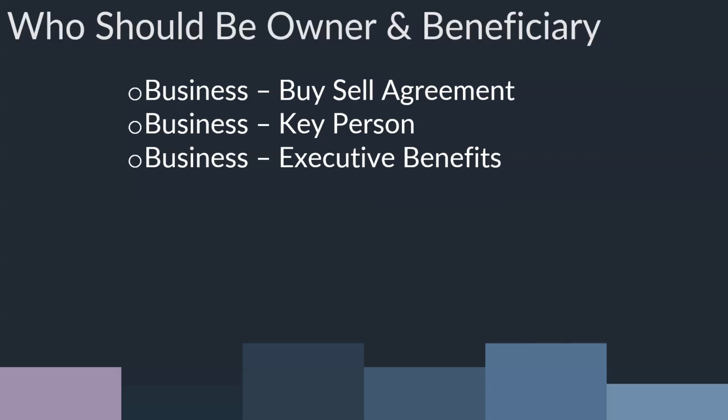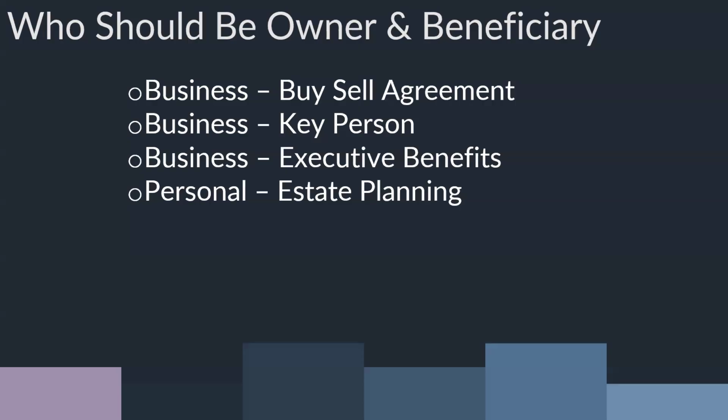If it's an executive benefit, well, now we have to look: is it a split dollar where we may have different owners and payers and beneficiaries? Is it an executive bonus where the owner is the employee, the payer is going to be the business? So we've got flexibility here. We just need to know, what are we trying to accomplish?